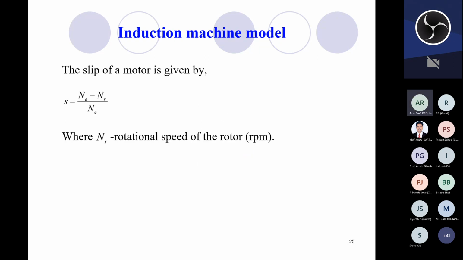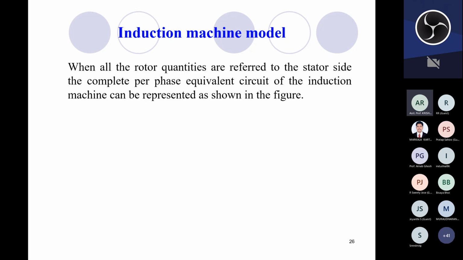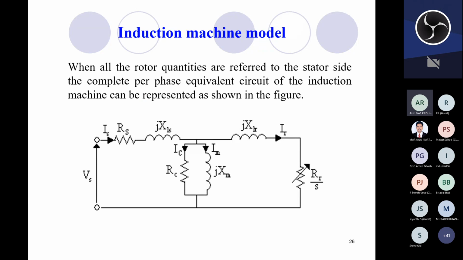Now the slip of the motor is given by this equation. Ns is the speed of the rotating magnetic field, which is known as synchronous speed, and Nr is the rotational speed of the rotor in RPM. Now we can have the equivalent circuit, where all the rotor quantities are referred to the stator. Here we can see the stator resistance, stator leakage reactance, rotor leakage reactance, rotor resistance, Rc, that is the core loss and rotational losses resistance, and Xm, the magnetizing reactance.